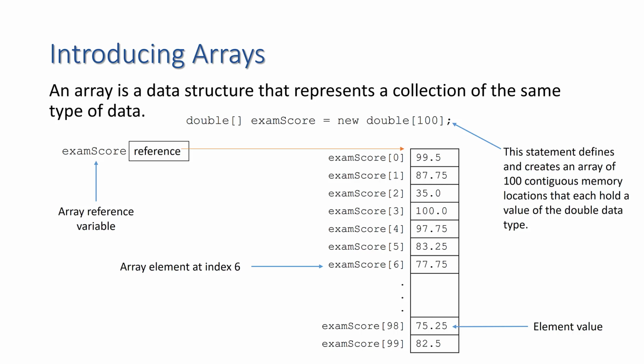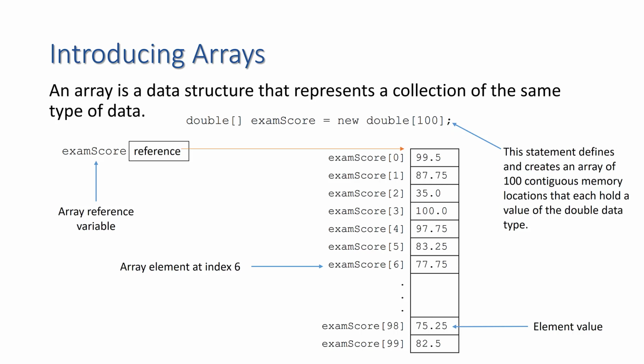An array is a data structure that represents a collection of items which are all of the same data type. In the variable definition, the data type is followed by brackets, which indicate that the variable exam score is a reference to an array. An array is an object in Java, so the new keyword is used to create an instance of the array. In the example, 100 memory locations capable of storing a double data type are allocated, and exam score references the array in memory.